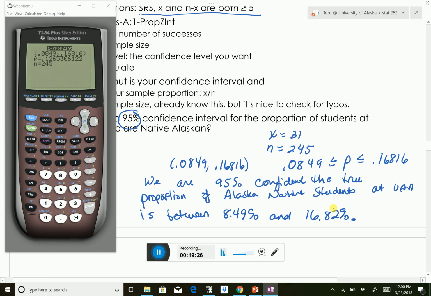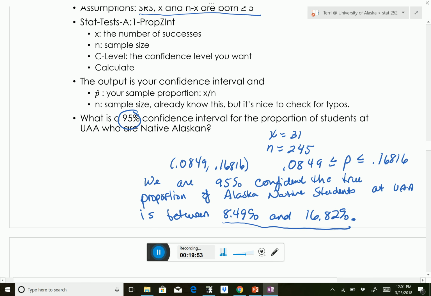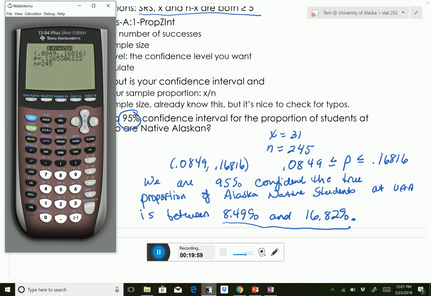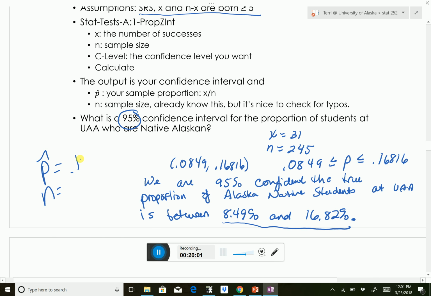Now you'll notice that this also gives me the same conclusion that I drew in my test, because remember, the state of Alaska is 15.6% native. Is 15.6% contained in this interval? Yes. So it is possible that the UAA students are 15.6% native, because that's within our 95% confidence interval. And you'll also notice it gave you the p hat and it gave you the n as well. 0.127, yeah. And n was 245.